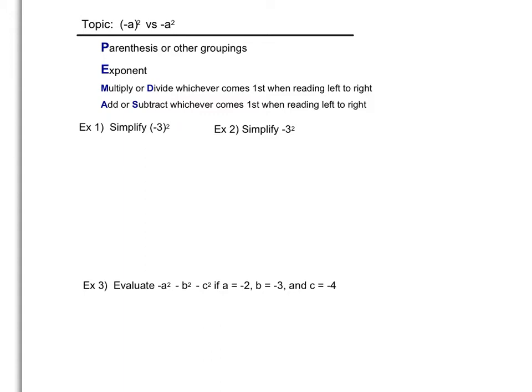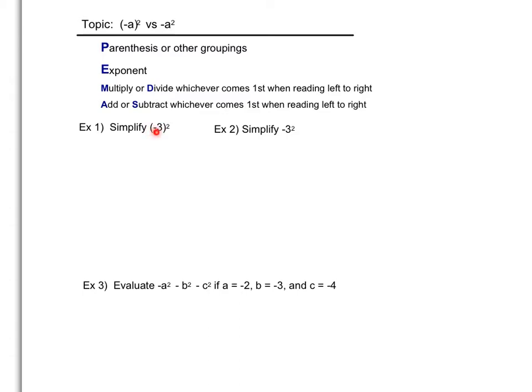So if I look at example 1 and example 2 here, notice they're very similar. Example 1 has a negative 3 inside parentheses being squared, while example 2 has a 3 being squared with a negative outside. Well, looking at example 1, according to order of operations, I always start with my parentheses.